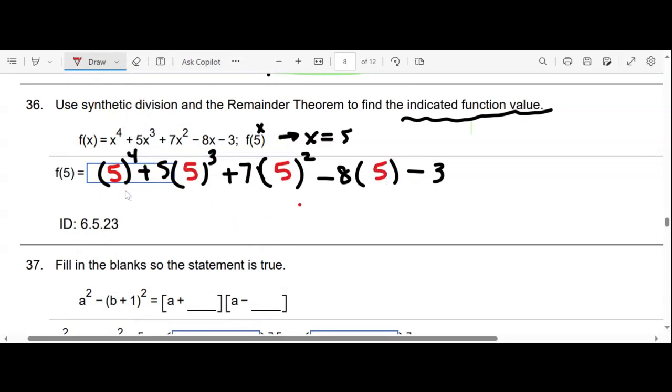So 5 to the power of 4, how much? 5 times 5, how much? 25. 25 times 25. I think 225, right? 125. No, 225. Well, 625.